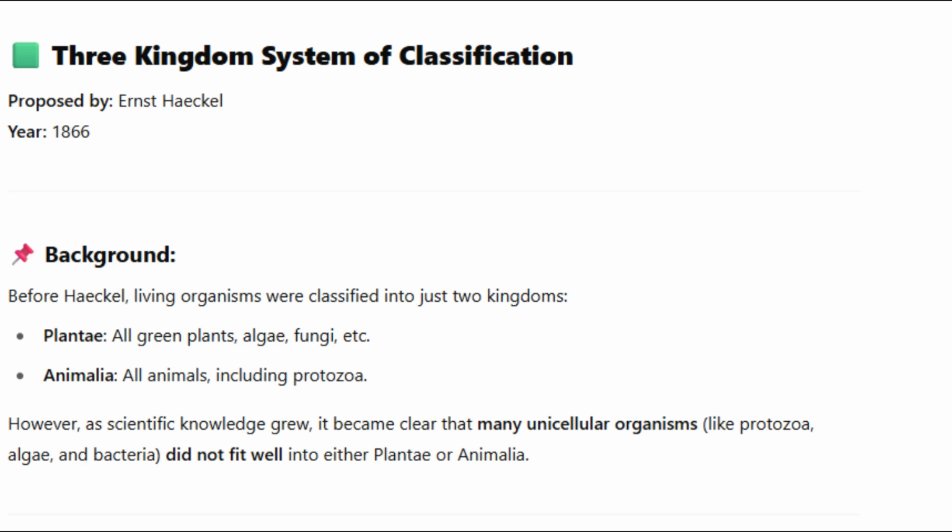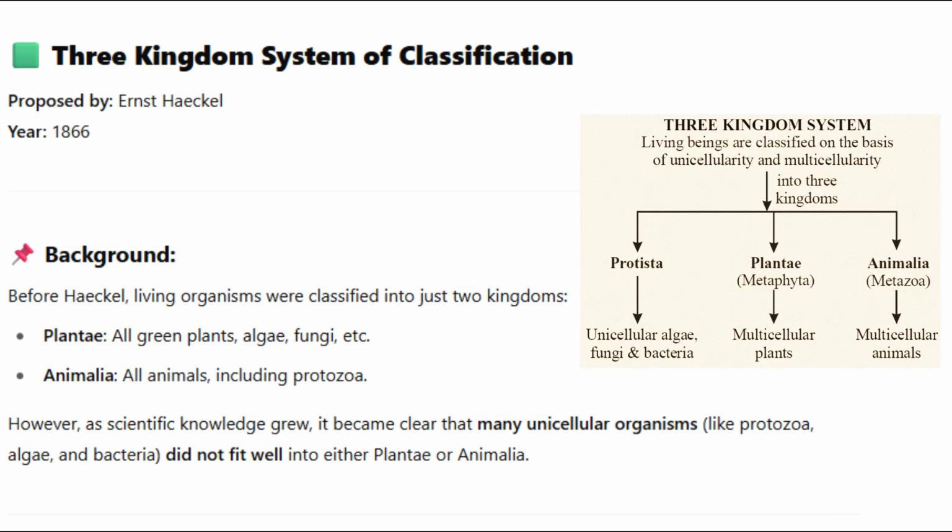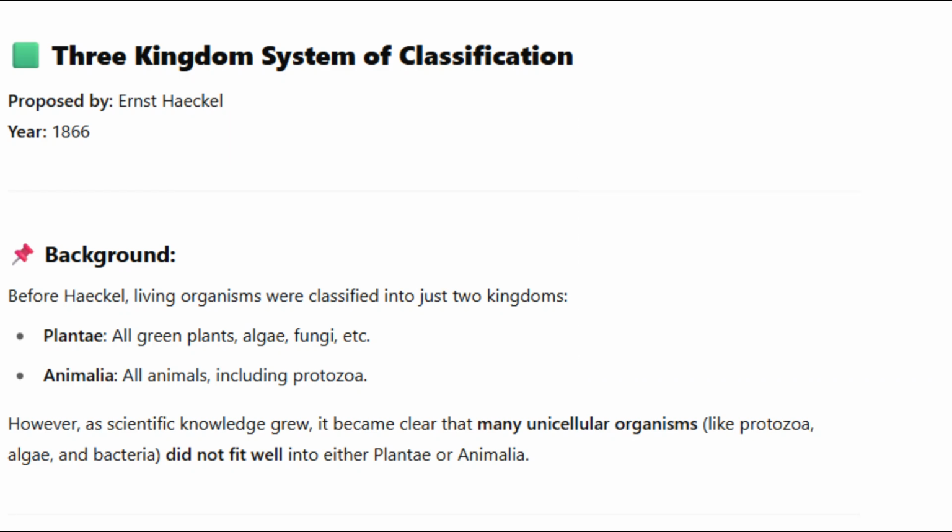Three-kingdom system of classification. Proposed by Ernst Haeckel. Year 1866. Background. Before Haeckel, living organisms were classified into just two kingdoms. Plantae: all green plants, algae, fungi, etc. Animalia: all animals, including protozoa. However, as scientific knowledge grew, it became clear that many unicellular organisms, like protozoa, algae, and bacteria, did not fit well into either Plantae or Animalia.